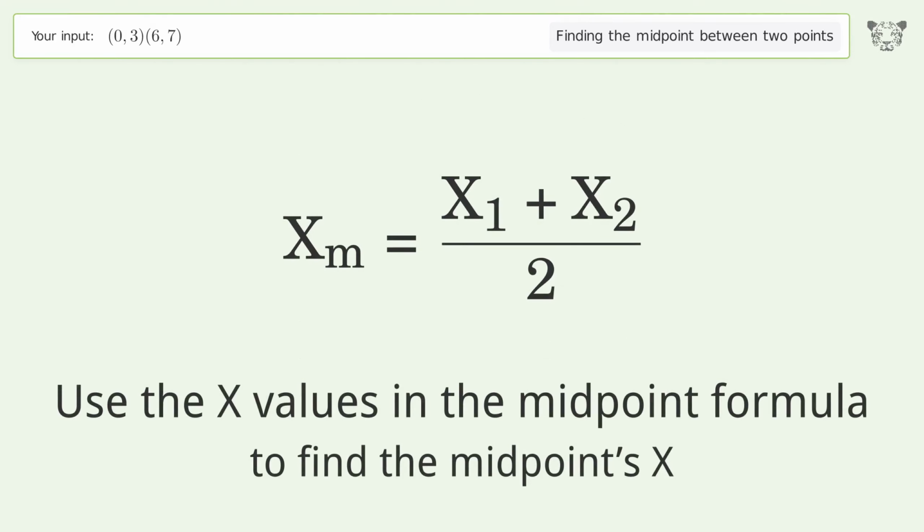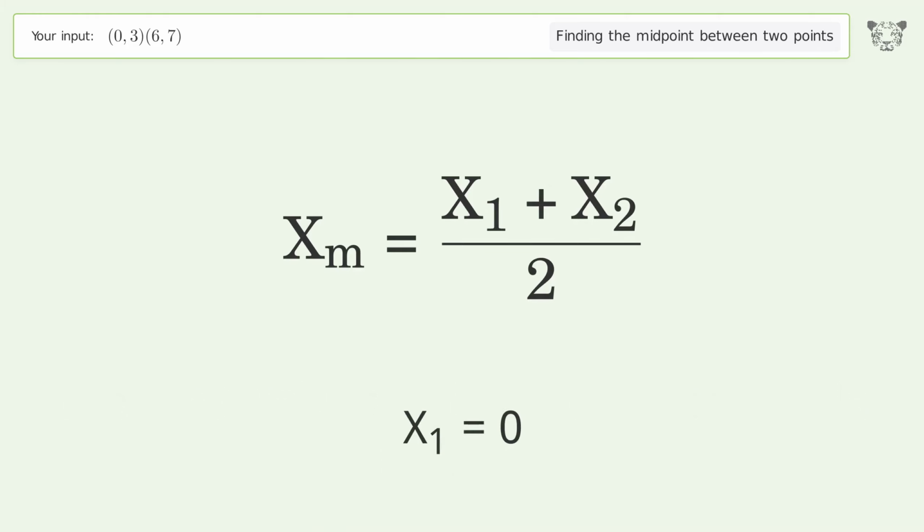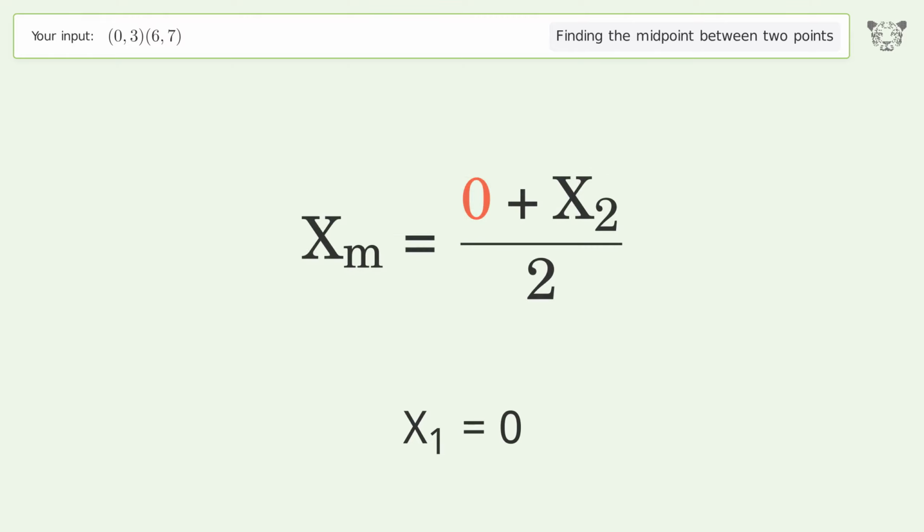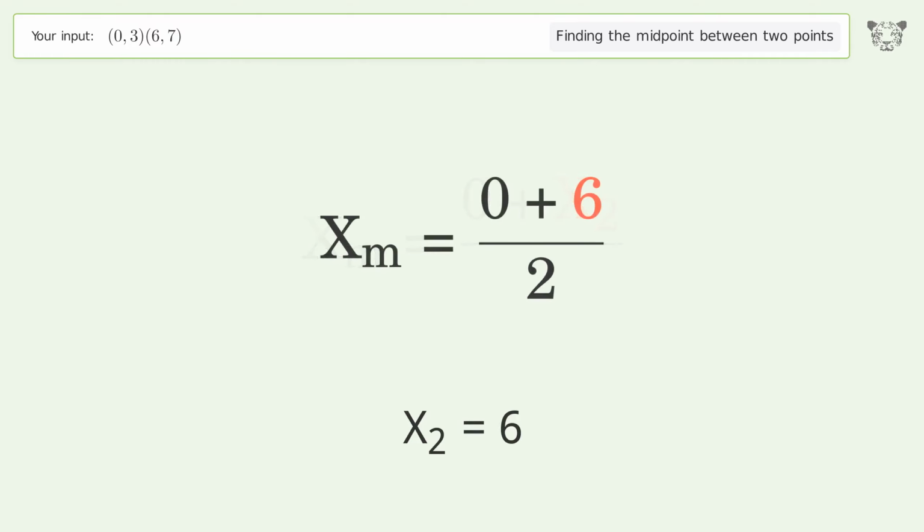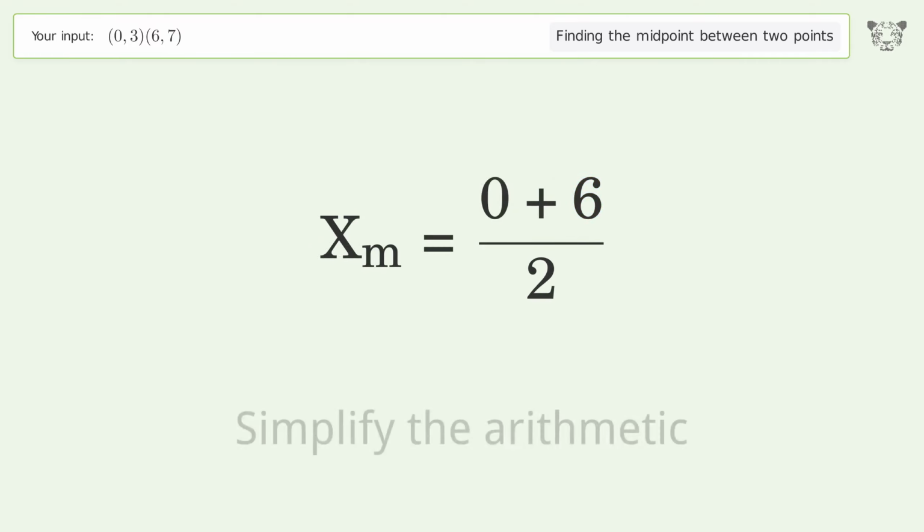Use the x values in the midpoint formula to find the midpoint's x. x1 equals 0. x2 equals 6. Simplify the arithmetic.